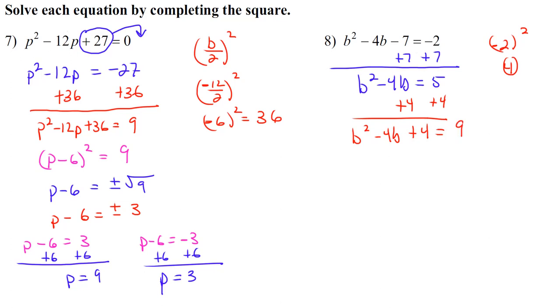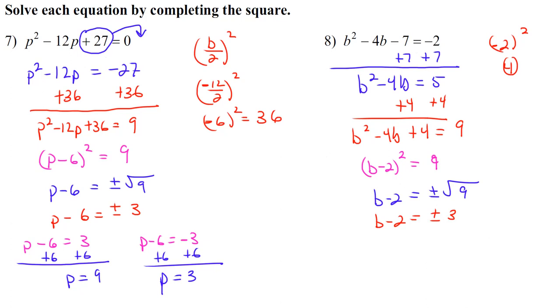Now we can do our special case factoring of the left side. b squared minus 4b plus 4 comes from b minus 2 squared, and that equals 9. I want the square root of both sides, so the square root of b minus 2 squared is b minus 2, and that equals positive or negative radical 9. We already know from the last problem the square root of 9 is 3. So we have b minus 2 equals positive or negative 3.